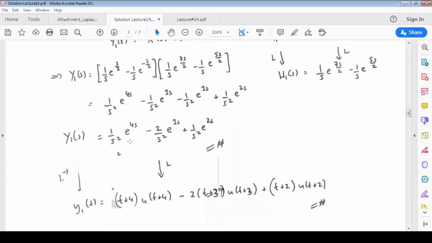So basically, since we have 1 over s squared exponential for s, we know that the function involved here will be t u(t), and because we have exponential for s, it will then involve the use of the time shifting property. So we have (t plus 4) u(t plus 4). The second term, we have 2(t plus 3) u(t plus 3). And the third term should be (t plus 2) u(t plus 2). Okay, so this is the result, the answer for the example.